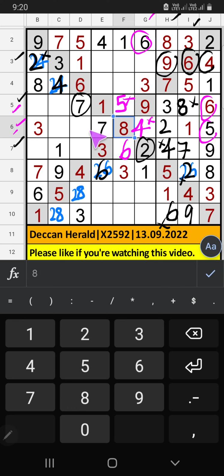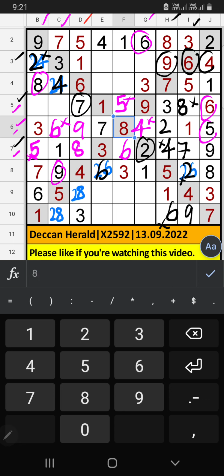6th row, two numbers are remaining, 6 and 9. Column C, we have 9. So 9 can't come in the cell, 9 is confirmed here. Then 6 is here. 7th row, two numbers are remaining, 5 and 8. Column B, we have 8. So 8 can't come in the cell, 8 is confirmed here. Then 5 is here.